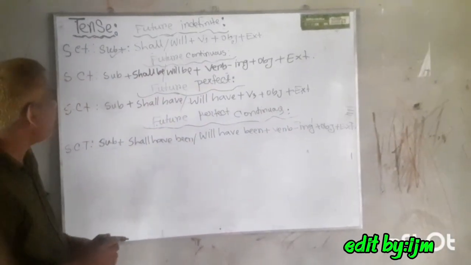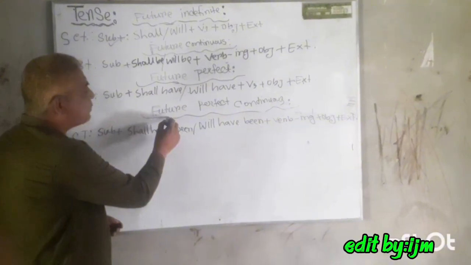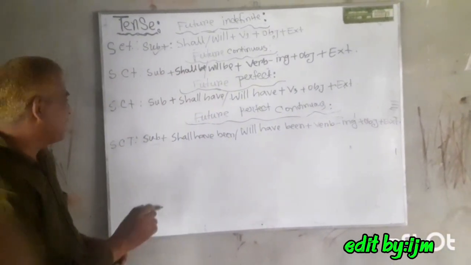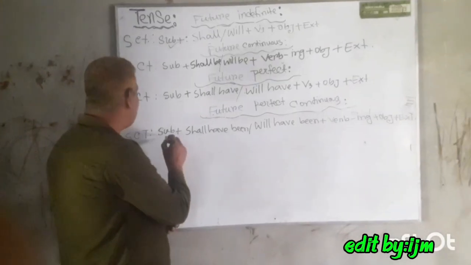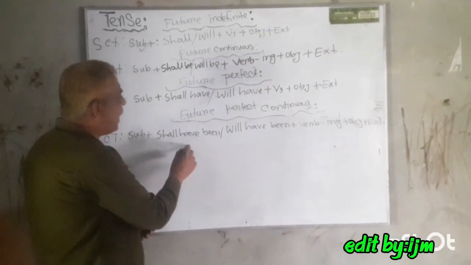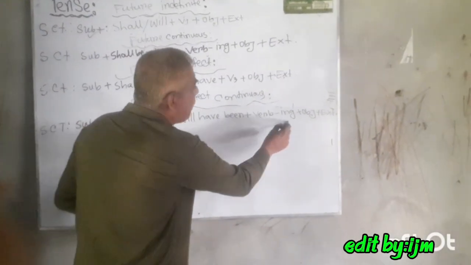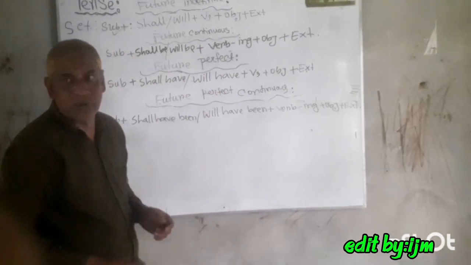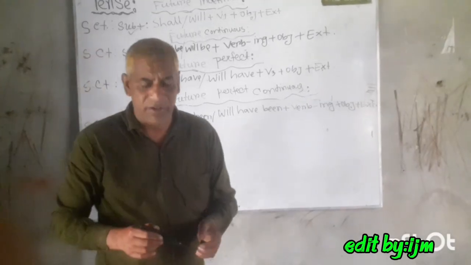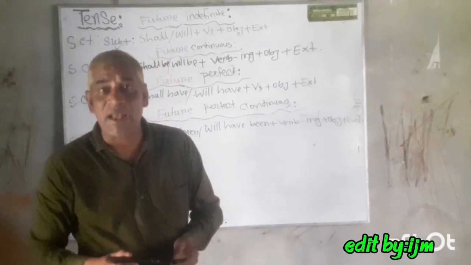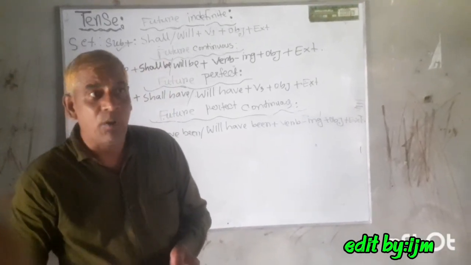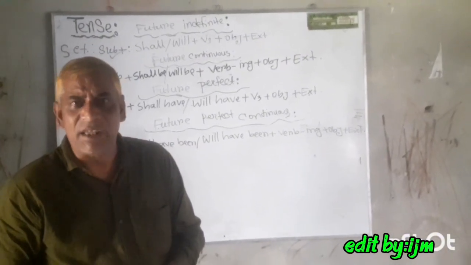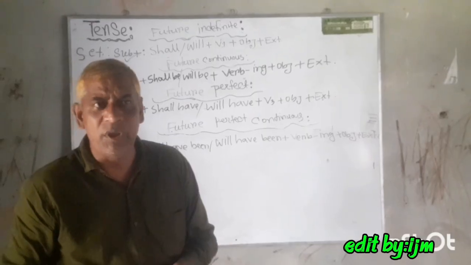And next we are going to discuss the future perfect continuous tense. This is the last tense. The structure is: subject plus shall have been or will have been plus verb with ing plus object plus extension. So all the students listen carefully, and learn all these tense structures by heart. We must always remember them.